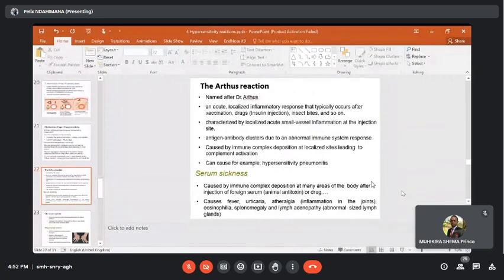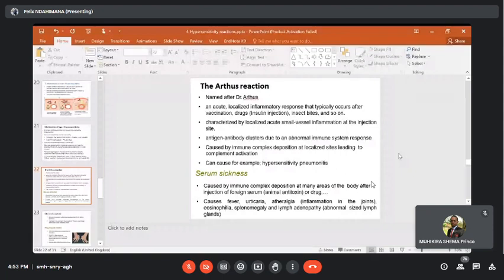And here we have the Arthus reaction, which is named after Dr. Arthus. This is an acute and localized inflammatory response that typically occurs after vaccination or taking some drugs or after an insect bite and so on. But what happens is there's a localized acute small vessel inflammation, like where they have been injecting or where those insects kept on biting.